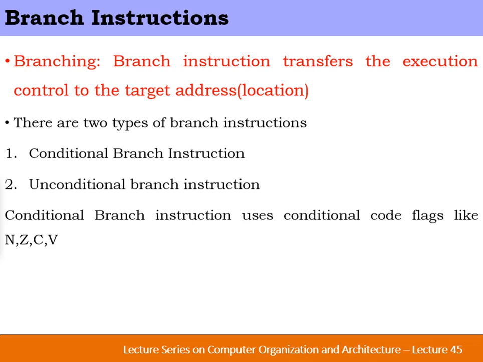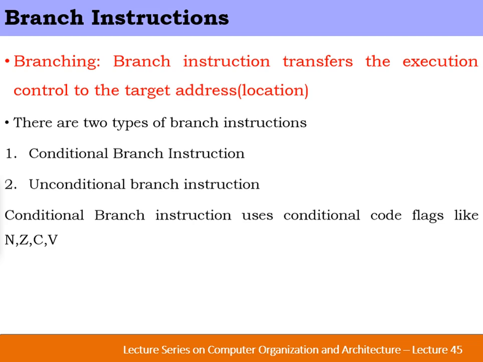Before going to understand the execution of a branch instruction, we will brush up the contents of branching. Branching means a branch instruction transfers the execution control to the target address. Whenever we are executing a program, if we come across a branch instruction, then it is going to change the direction. We are going to move to a particular target address, so the execution control will be transferred to the target address, and from that location the execution of the program is going to begin.